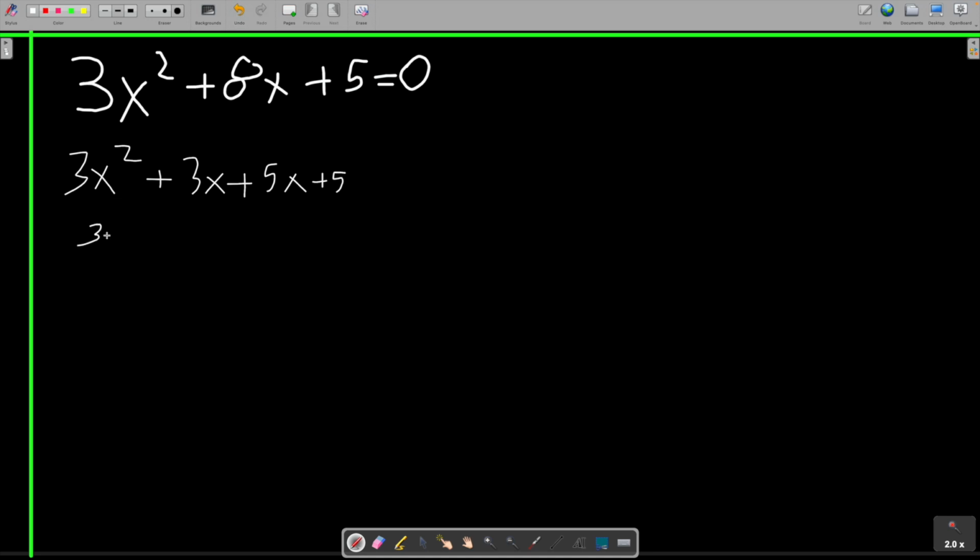So let's see here. We have 3x squared divided by 3x. That equals just x. And 5x over 5, that also equals x. So the ratio is the same, which means we're on the right track. So that's good.